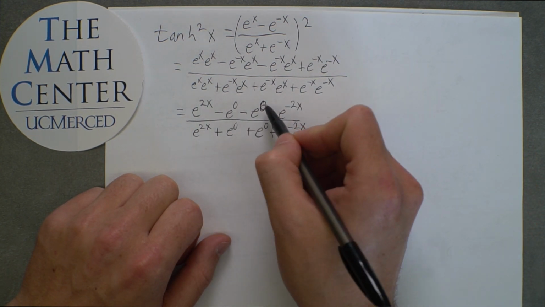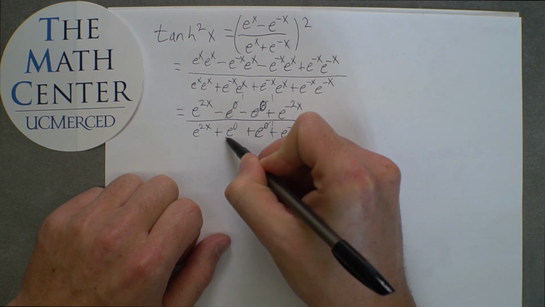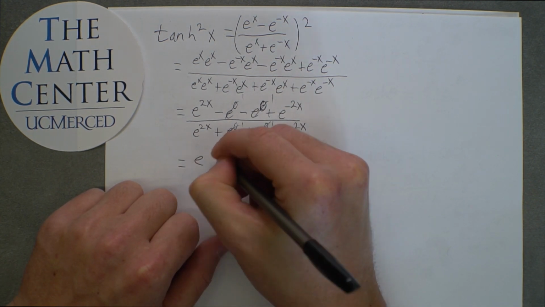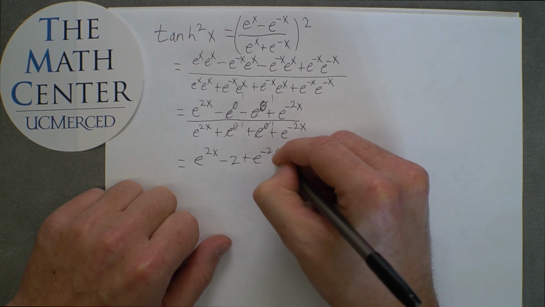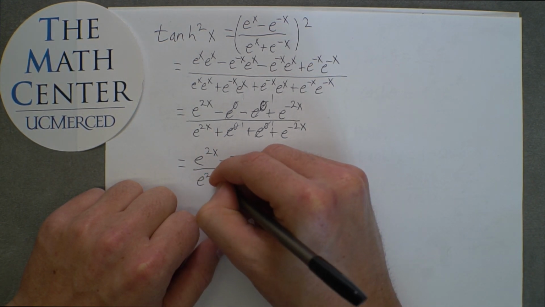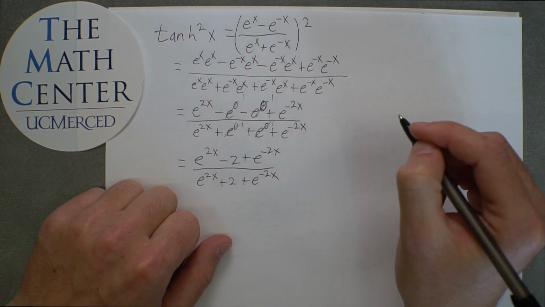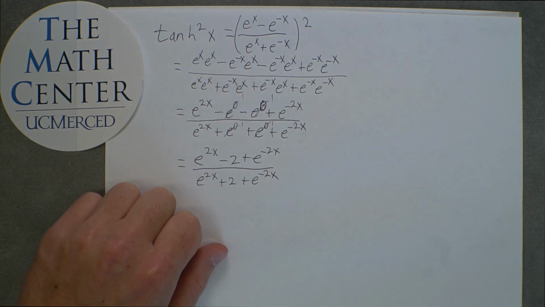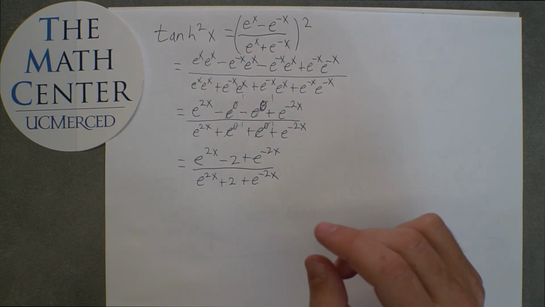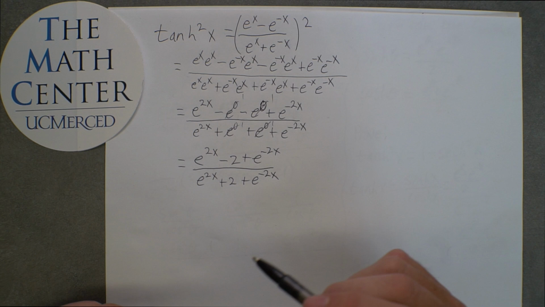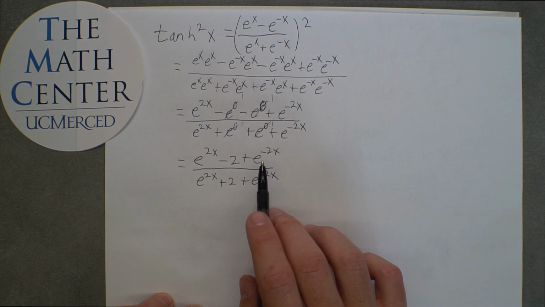So if we evaluate the e to the zeros as 1s, we can add them up and we get e to the 2x minus 2 plus e to the negative 2x over e to the 2x plus 2 plus e to the negative 2x. So what we're trying to do is get two terms. One of the terms we want to be equal to 1, and the other term we want it to equal secant squared x. So we have to do something to the numerator to break this up.